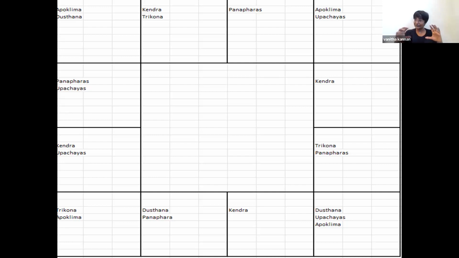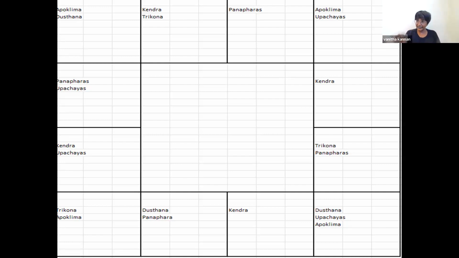So in your chart, fill all the 12 boxes. Consider this is the Mesha Lagna. Then I have to know my Kendra is on the 1, 4, 7, 10, because the Mesha will start on the 1 itself. And what are my Panapharas? What are my Apoklima? Even though there was no Graha in it, that is okay.